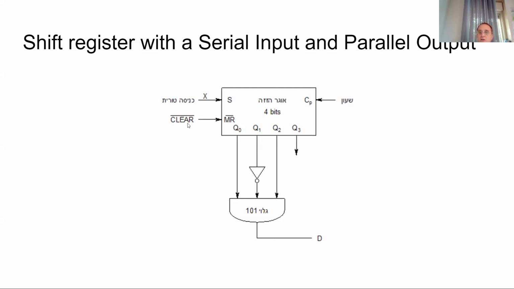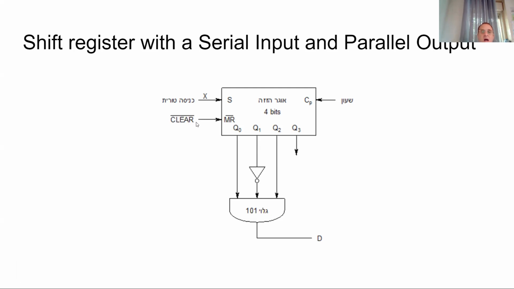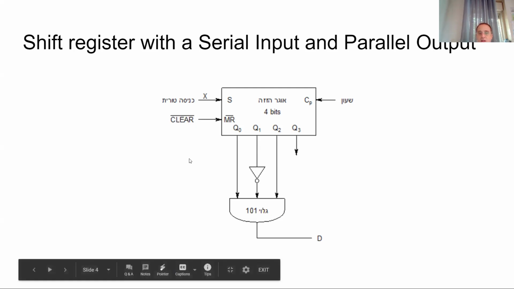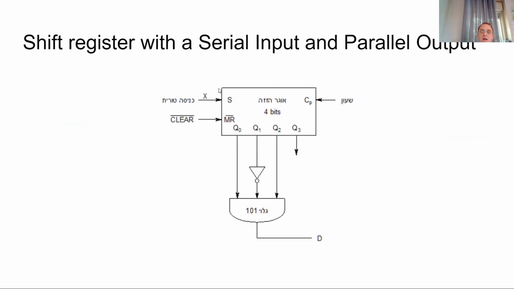We're about to describe what the clear does, but it may be on low that it clears, or maybe on high that it clears. So either we connect it directly or with a NOT. Let's see. The beginning of the operation, clear equals 0, causes the register reset. So it needs to be 0. So we're going to have a NOT. But it's not going to be a NOT. It'll be a 1. Now, if we put a 1, it's a little bit confusing.